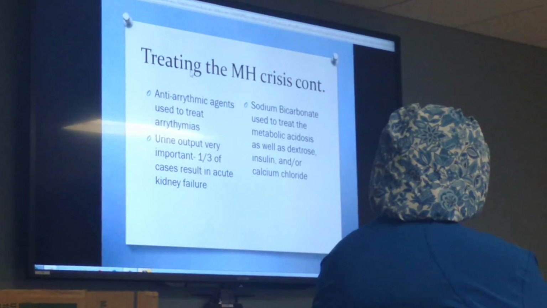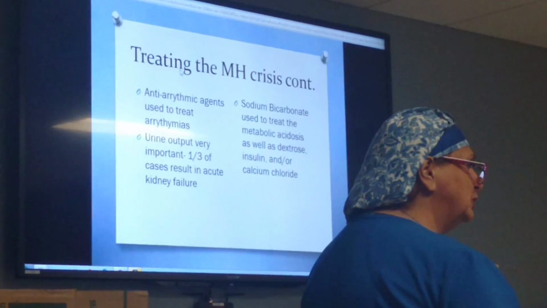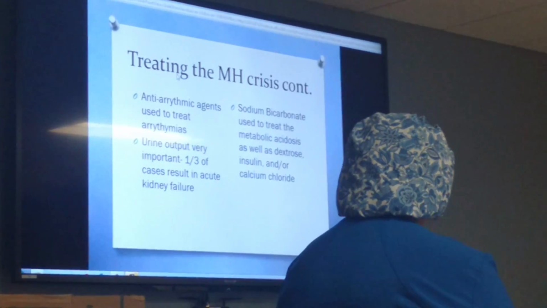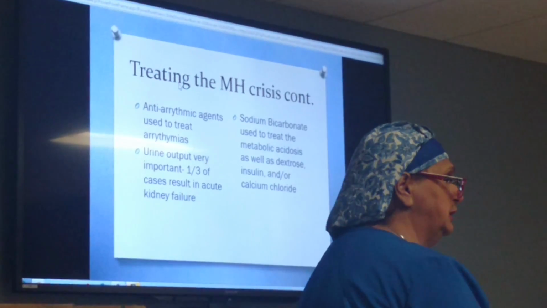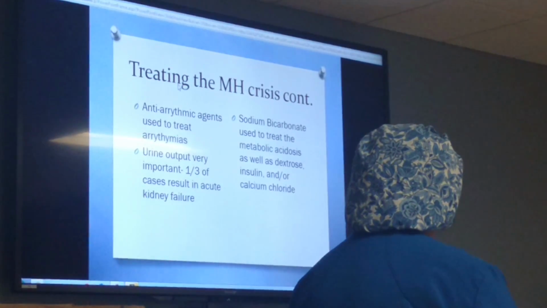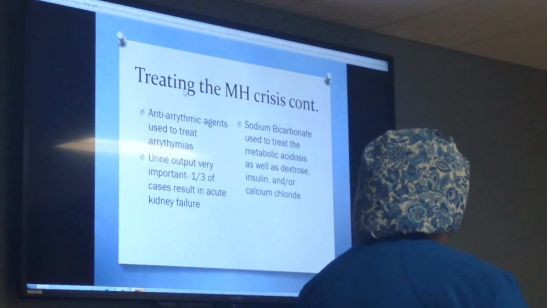One-third of the cases usually result in acute kidney failure. You're going to get that really dark urine. And we're going to use sodium bicarb to treat the metabolic acidosis, as well as dextrose, insulin, or calcium chloride. All that stuff is in our malignant hyperthermia card.